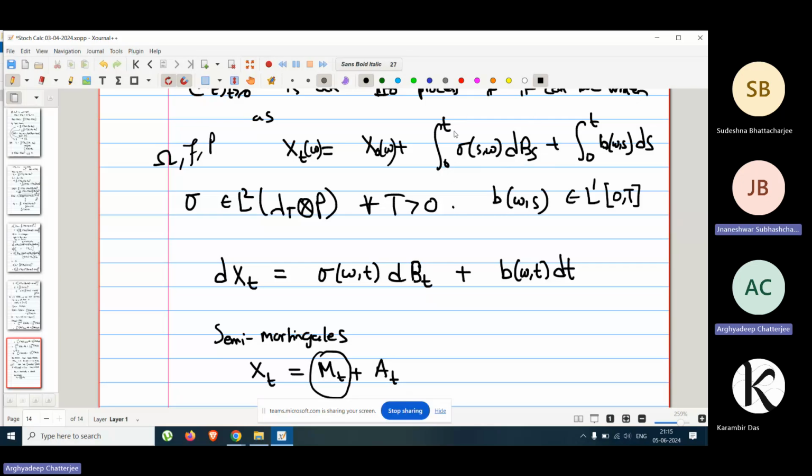So basically, you are writing X_t. If I just ignore the omega, this is just X_t equals X_0 plus the integral from 0 to t of sigma(s) dB_s. So the left hand side is a stochastic process. And this b is usually written as mu, right? This is the drift part.